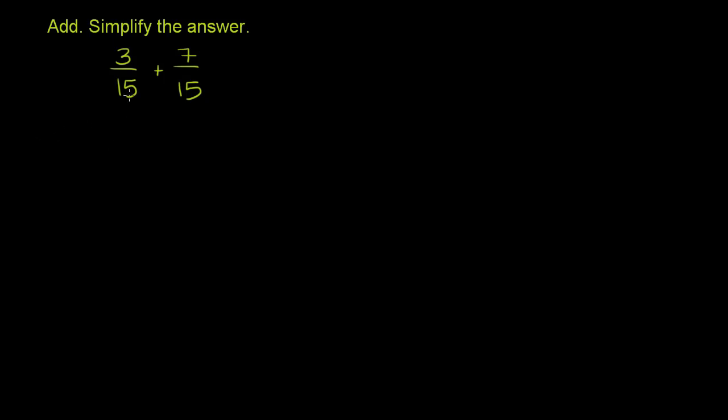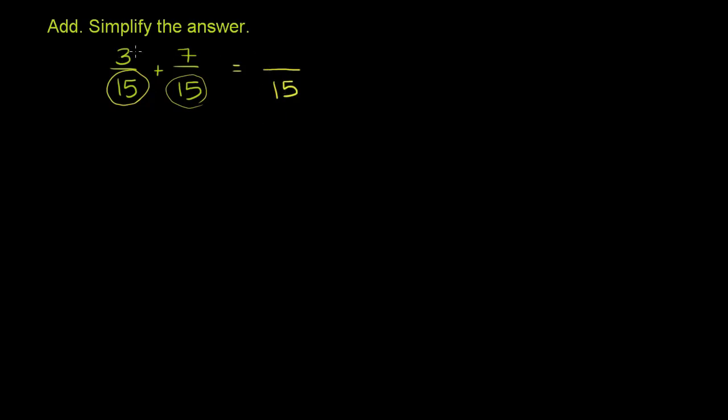So we're asked to add 3/15 plus 7/15 and then simplify the answer. Just the process when you add fractions is, first of all, they're not mixed numbers, and neither of these are, and if they have the same denominator, in this example the denominators are already the same. The denominator is 15.